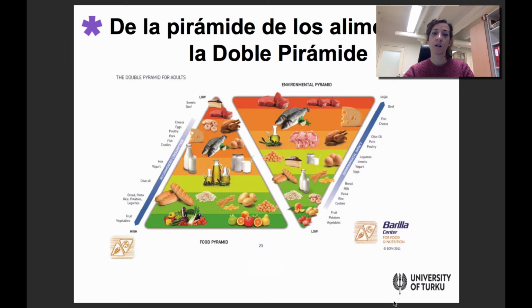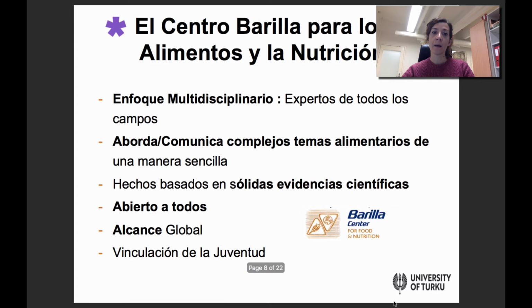I think this is a good starting point to get familiar with this double pyramid. This is a concept that has been developed by the Barilla Center for Food and Nutrition, with which I've also been involved for some projects. It's interesting because their approach is very multidisciplinary. When compiling the double pyramid, they tried to harness the expertise from different fields and different disciplines, so not just nutrition and not just environmental disciplines, but all of them combined.